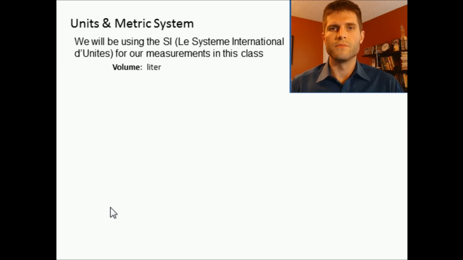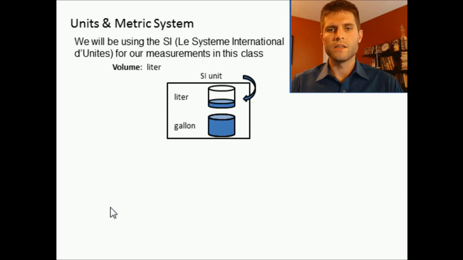Units for volume. This is going to be considered a liter. Liters are in the metric system. We use gallons in the English system. So SI unit, English unit. A lot of times, since we are in the United States, we're going to have to convert from the English unit to the SI units. It happens all of the time. We have to do this as chemists all of the time.